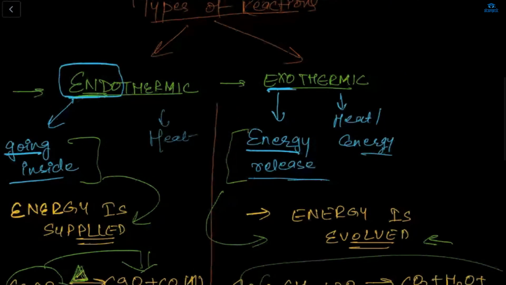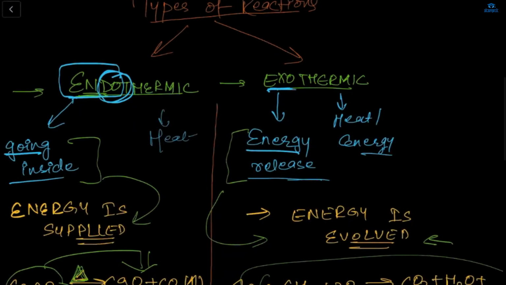Okay, see, you can remember it like this: endo, do means karna. So if we do anything, then energy will be supplied. If we do homework, then our energy will be released. Okay? So it's do, and exo is the opposite of that, which is energy released.